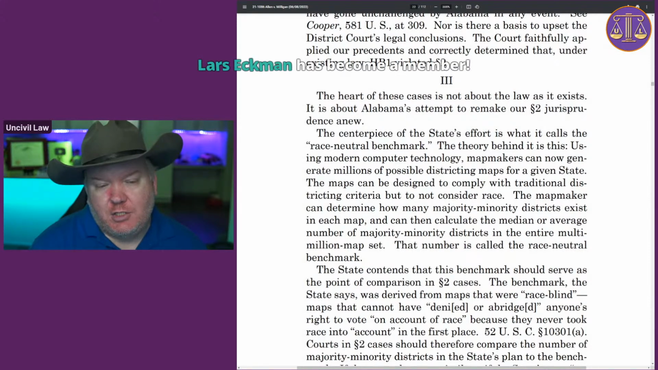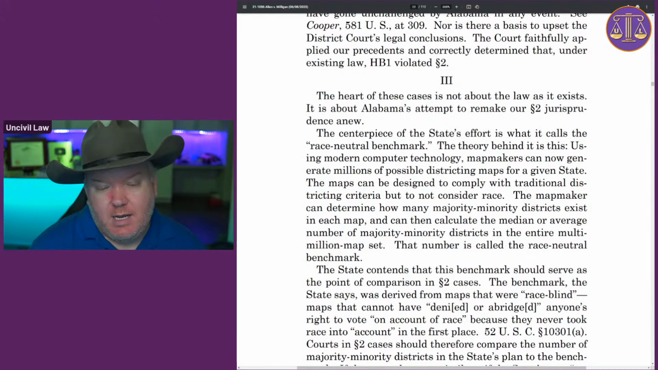Using modern computer technology, mapmakers can now generate millions of possible maps for a state. These maps can be designed to comply with traditional districting criteria, but not to consider race. The mapmaker can determine how many majority-minority districts exist in each map, and then calculate the median or average number of majority-minority districts in the entire multi-map set. That number is called the race-neutral benchmark.